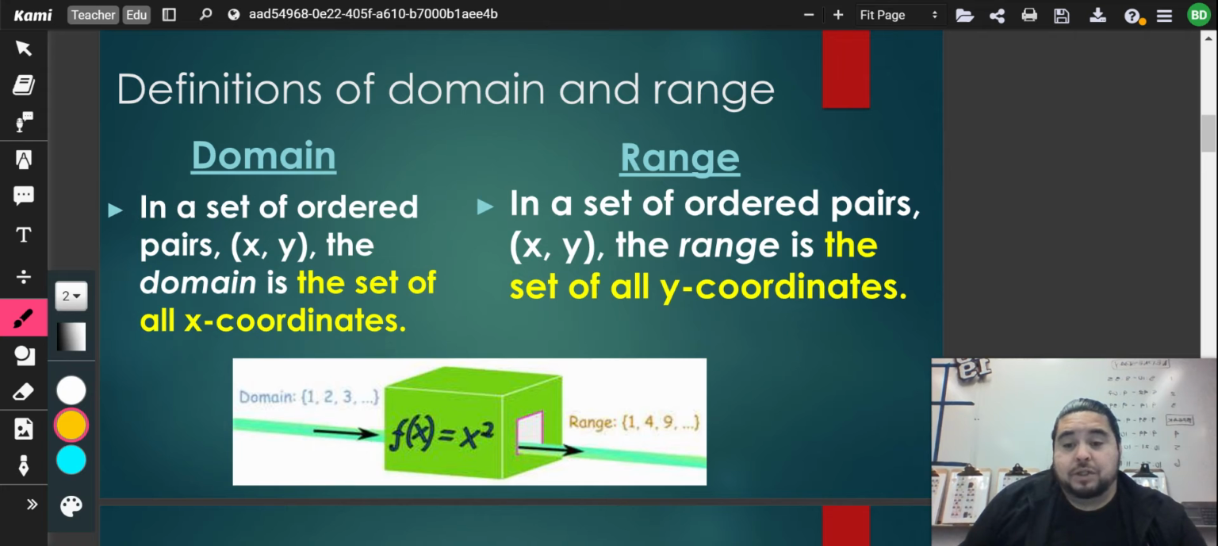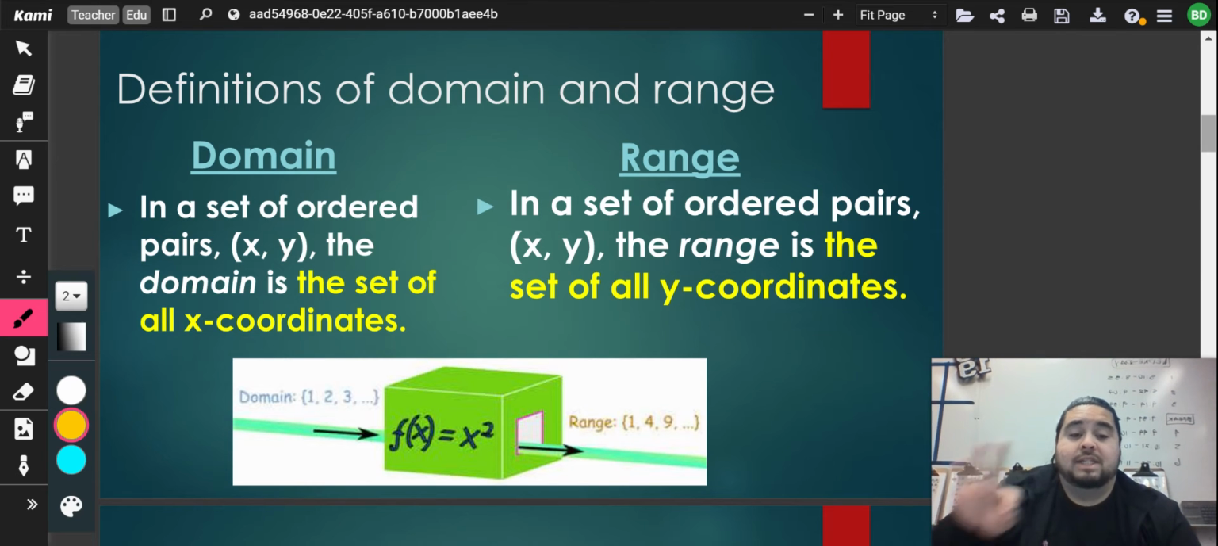So as you can see in the picture below, domain, the values I'm plugging in for x into the function of x squared. So when I plug in 1, 2, and 3 into x squared, 1, 4, and 9 are the values that pop out. Those are my outputs. So domain and range are also associated with input and output. Okay. Now, really easy concept to work with.